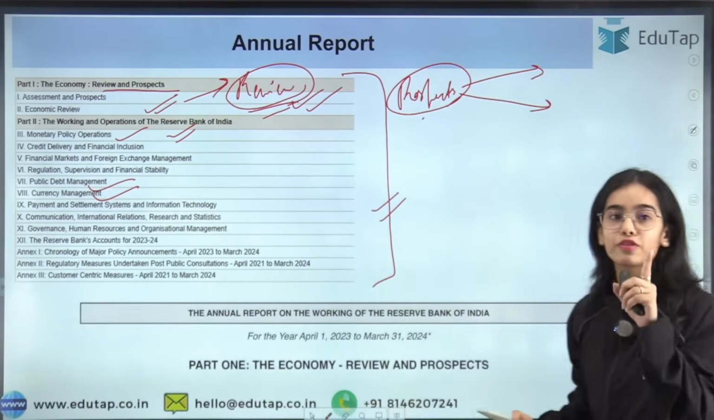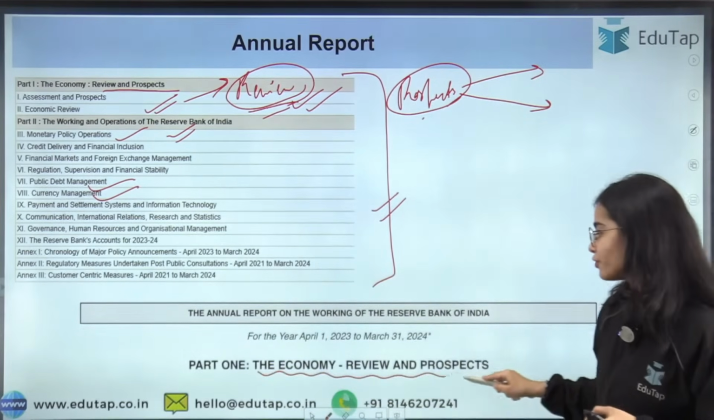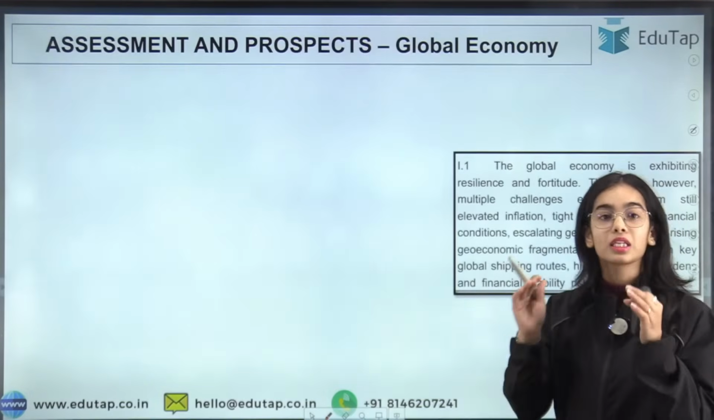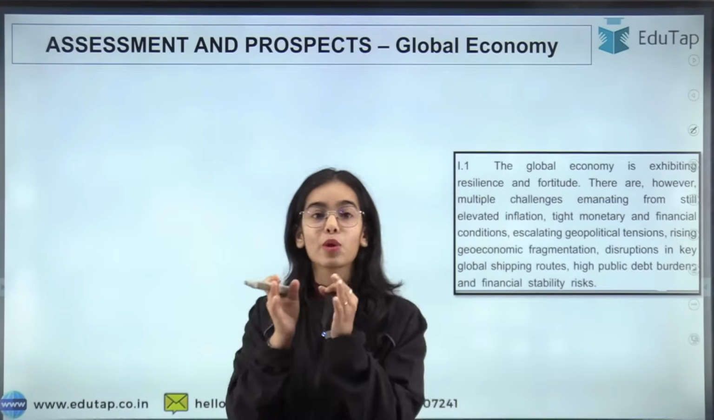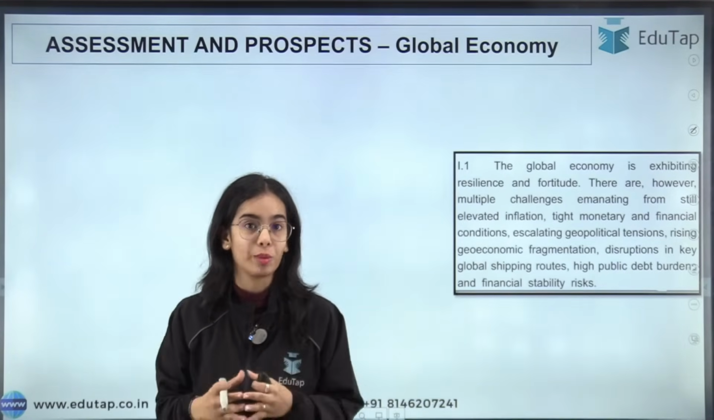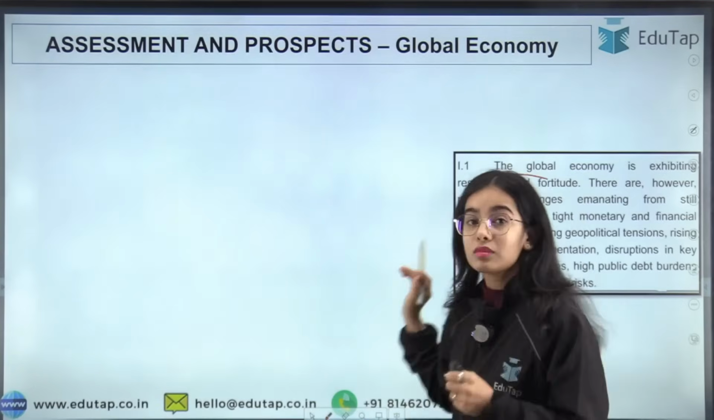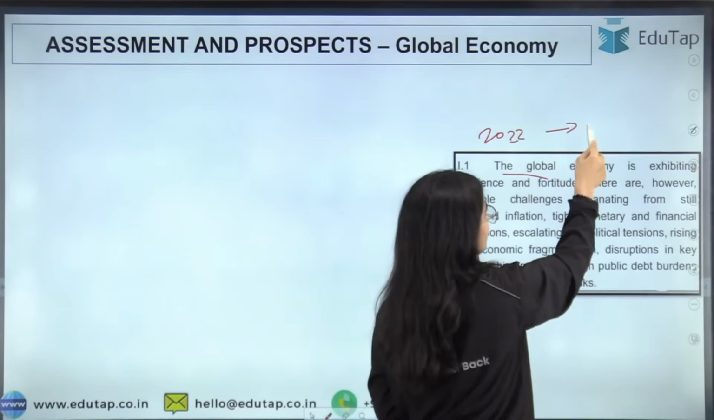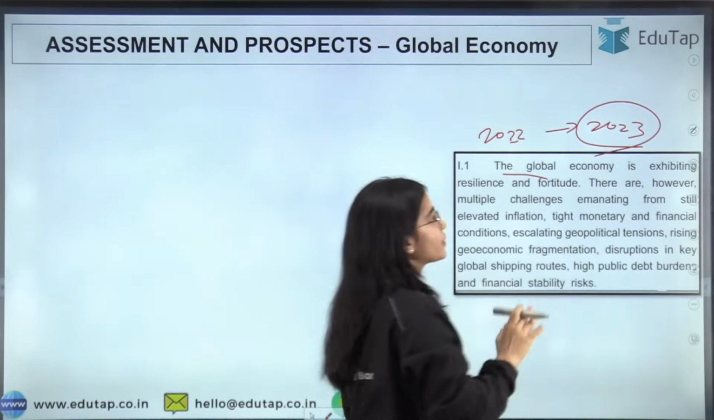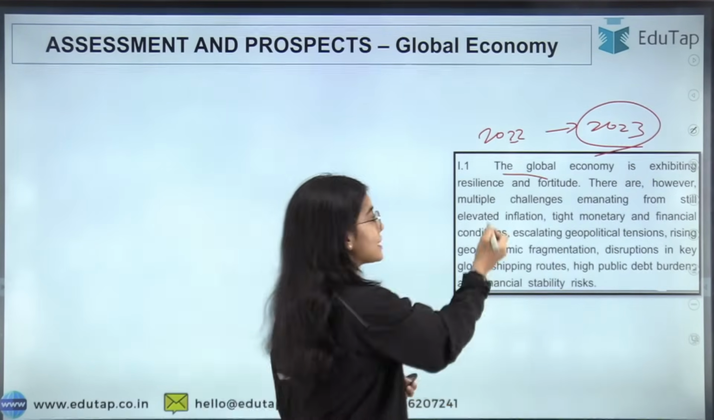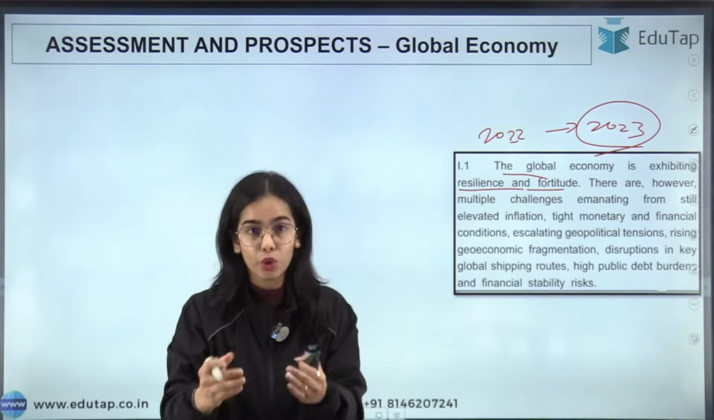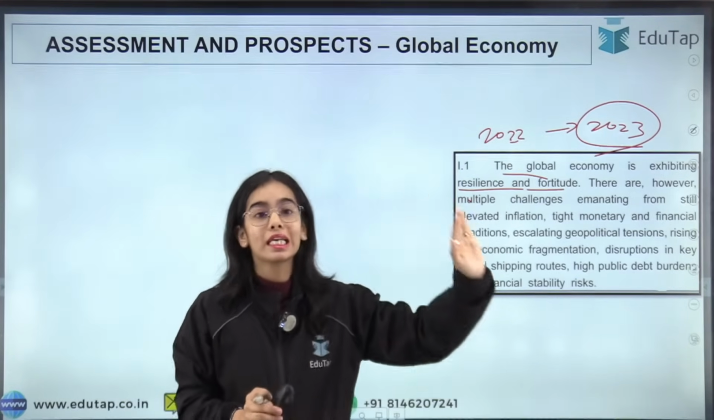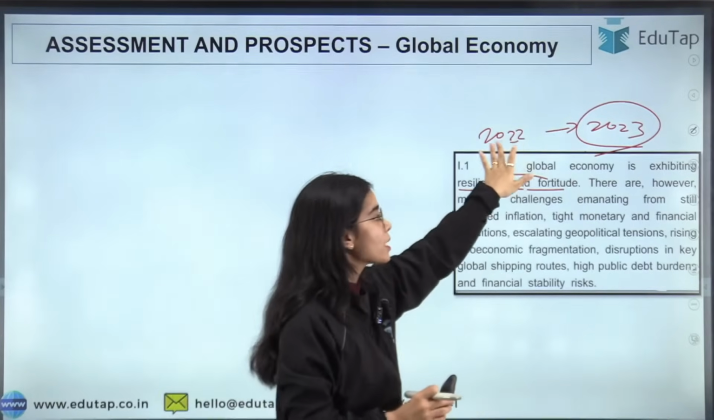Now we are going to start with the first part, that is the economy, the review and prospects. In part 1, the start is from the global economy, what the assessment and the prospects of the global economy are. If we compare the global economy of 2022 to 2023, for sure, in 2023 the global economy is exhibiting resilience and fortitude. Not the growth, but better conditions have been seen in 2023 as compared to 2022.